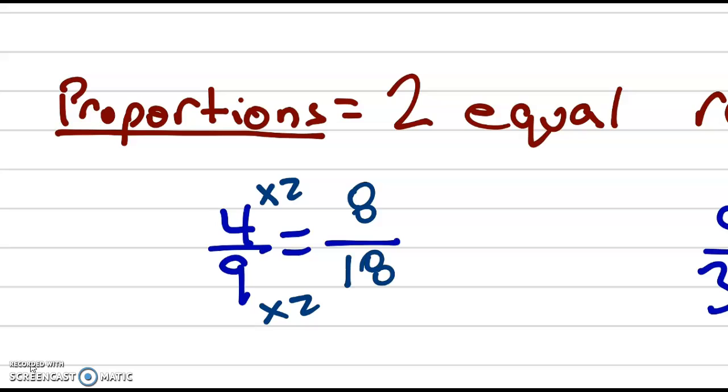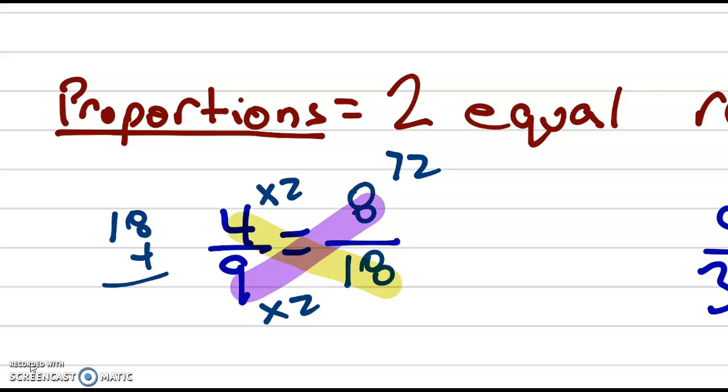So how do we check that? We just cross product, or butterfly if you want to call it that. I don't want to. 9 times 8 is 72. And 18 times 4. 4 times 8 is 32. 4 times 1 is 4, plus the 3 is 7. 72. So those are equivalent ratios, meaning that is proportional.